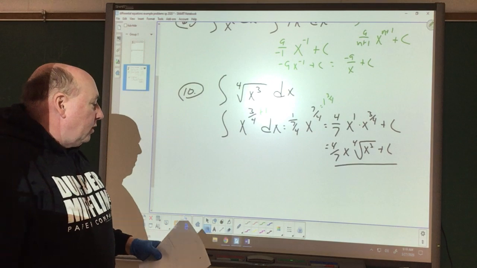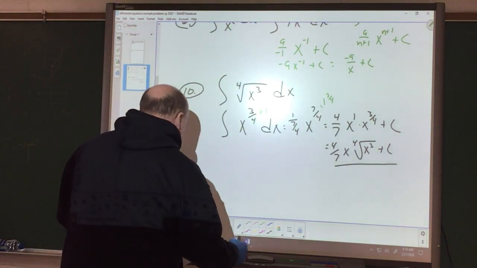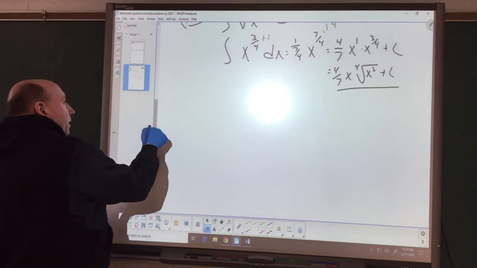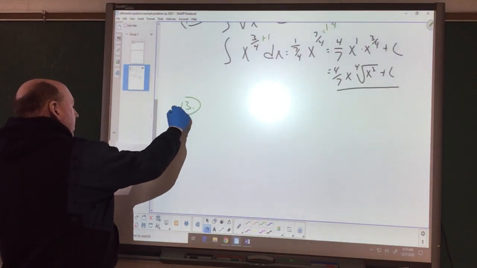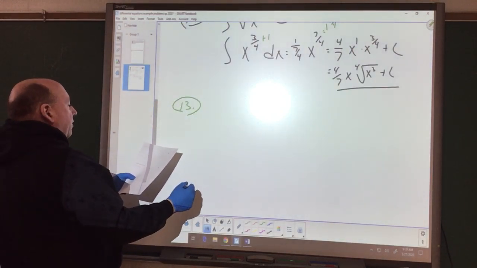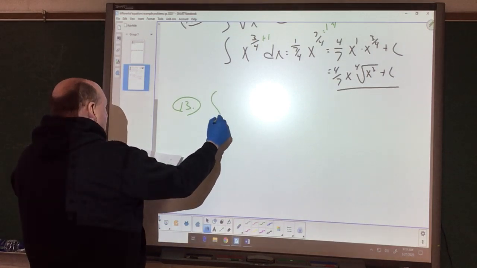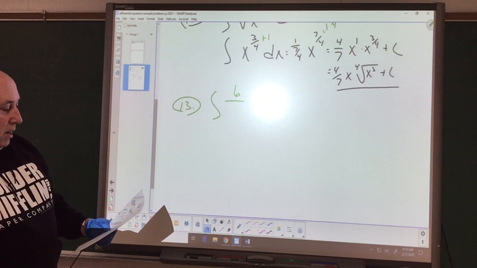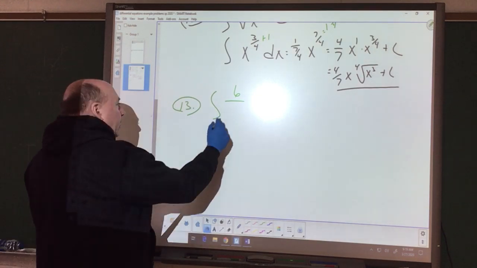We take a look at 13. Problem 13, we have the antiderivative of 6 over the cube root of x dx.